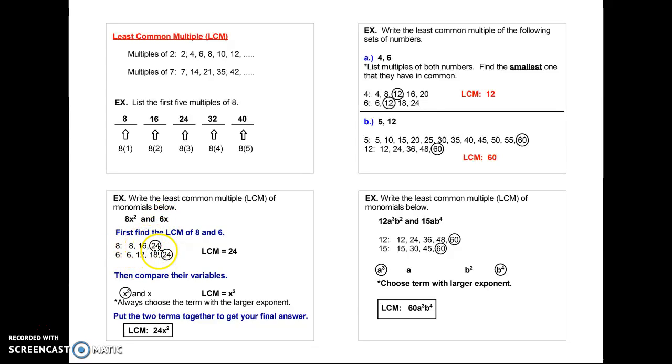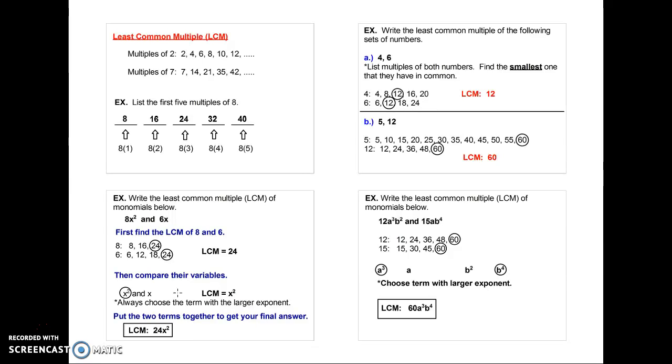We're going to list out the multiples of each until we find the first multiple that is common to both, that they share. So in this case, between 8 and 6, their smallest common multiple is going to be 24. Then because we had variables here, we have to include that. So you're going to compare their variables. The only variable that we have here is an x. In my first monomial, I had an x squared. In my second monomial, I had just an x to the first power. So because there's an x that shows up, there has to be some sort of an x value in our final answer.